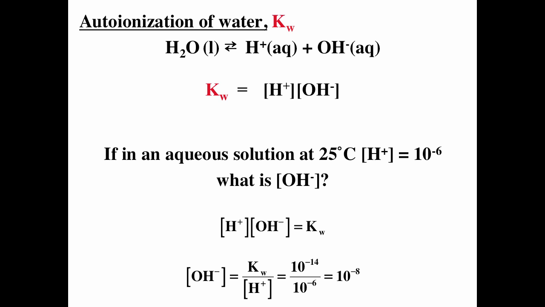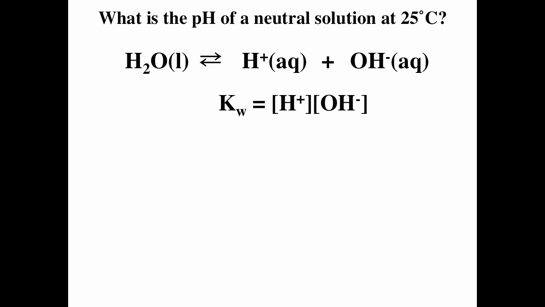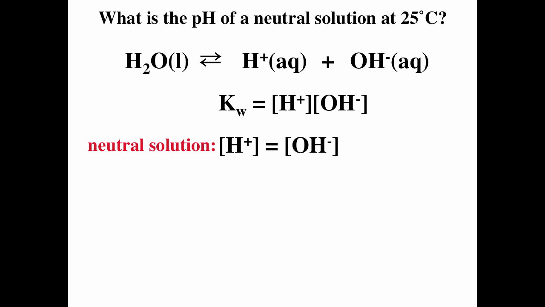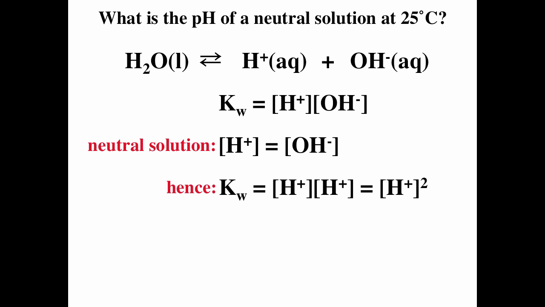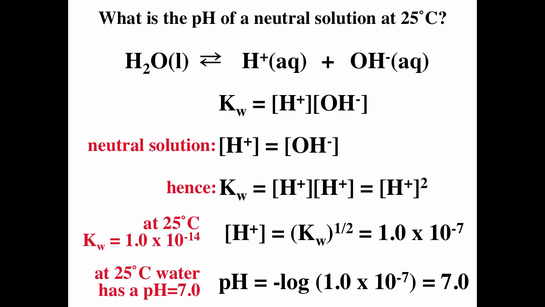Now, this equilibrium also gives us a pH of 7 for neutral solutions at 25 degrees Celsius. And so we can calculate the pH of a neutral solution at 25 degrees Celsius. For a neutral solution, the hydrogen ion concentration is going to be equal to the hydroxide ion concentration. And so we can substitute hydrogen ion concentration for the hydroxide ion concentration. And so we end up with Kw equals hydrogen ion concentration squared. And so the hydrogen ion concentration is going to be equal to the square root of Kw. And again, at 25 degrees Celsius, Kw is 10 to the minus 14. And so hydrogen concentration is 10 to the minus 7. The pH is minus log of the hydrogen concentration. That's how we get the pH of 7. And so the pH of 7 at 25 degrees Celsius for a neutral solution comes from the Kw.